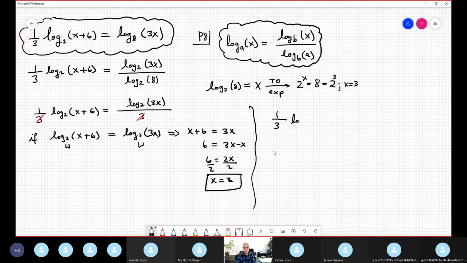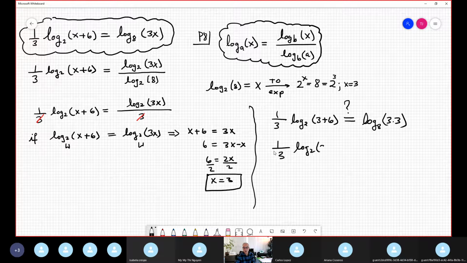One-third logarithm base 2 of 3 plus 6 should be equal, I clean that up, logarithm base 8 of 3 times 3. Let's say 1/3 logarithm base 2 of 9 should be equal to logarithm base 8 of 9 again.